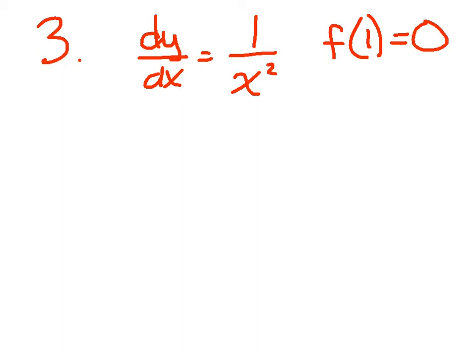Number 3, dy/dx equals 1 over x squared, and f of 1 equals 0. So pause it, try it on your own. Hopefully you're thinking it's pretty straightforward. And I'll meet you back in a few seconds.